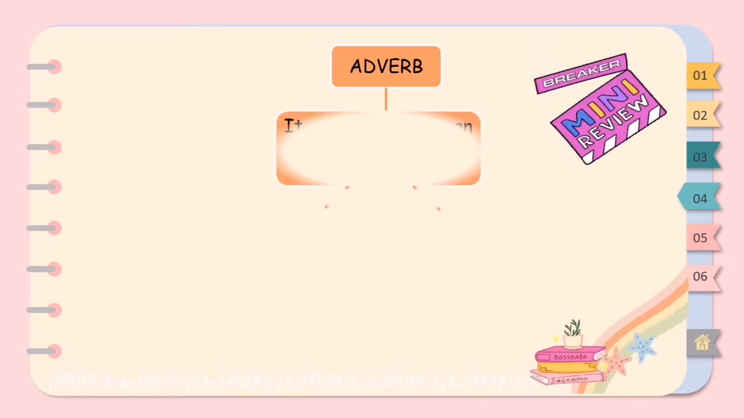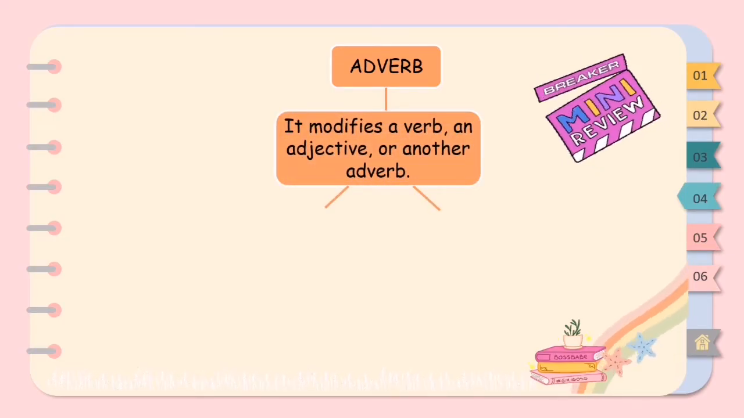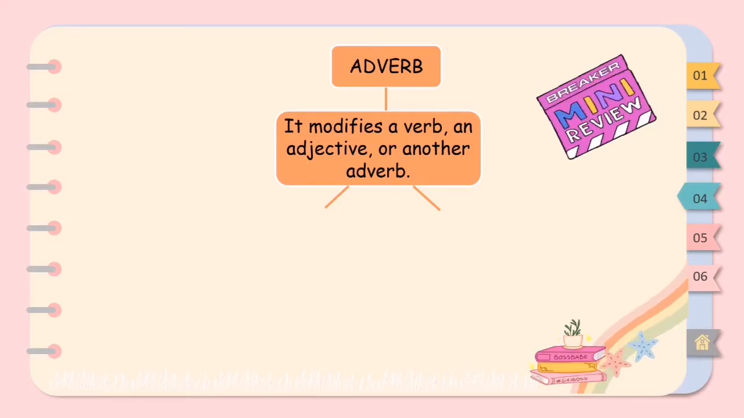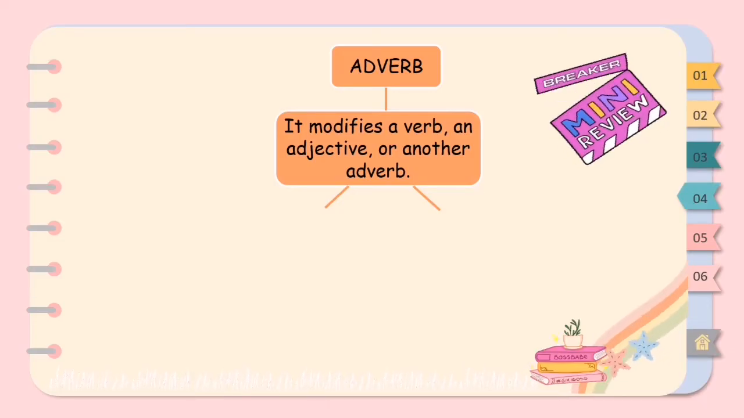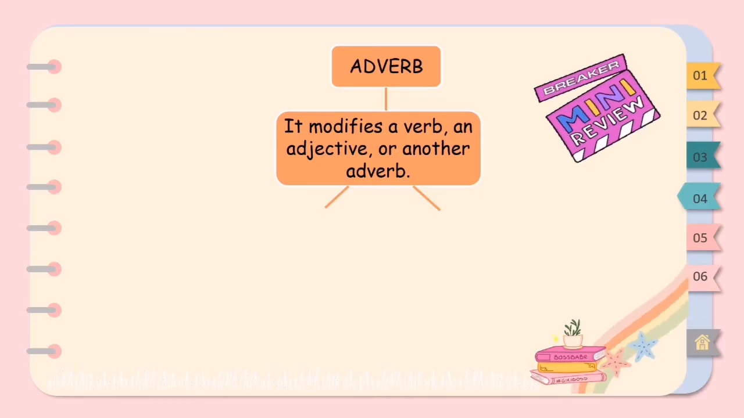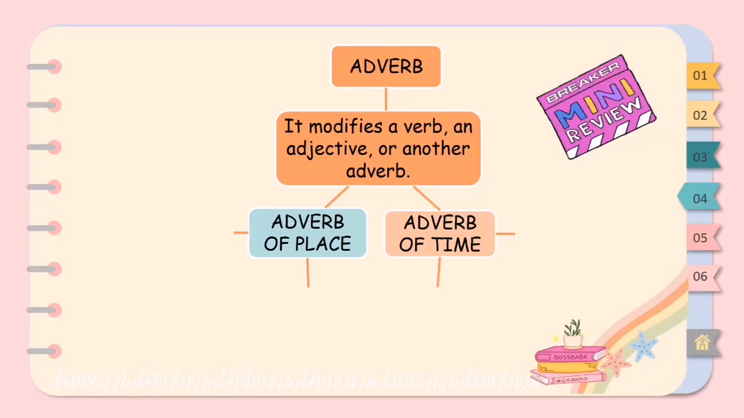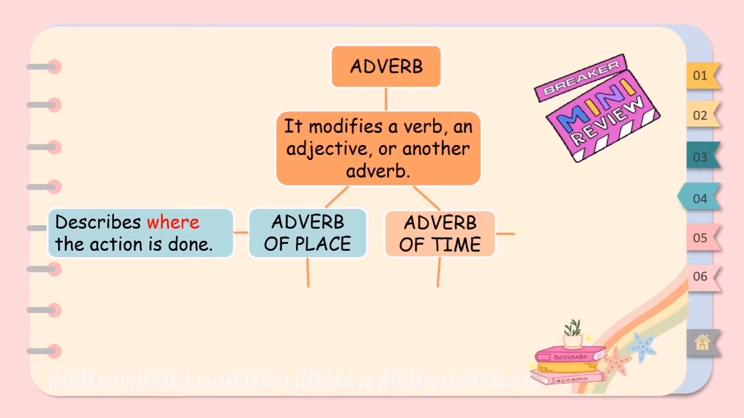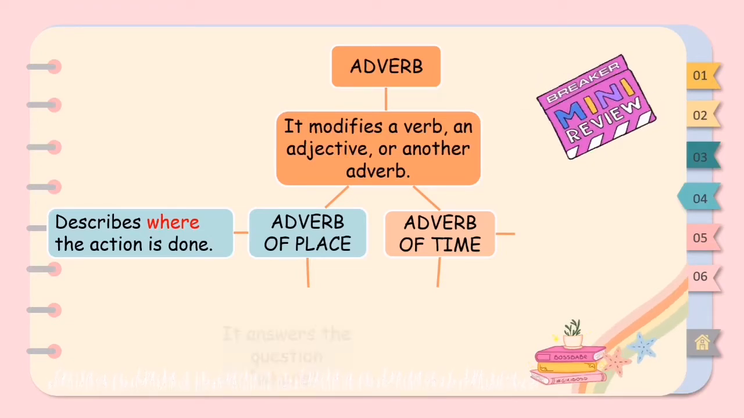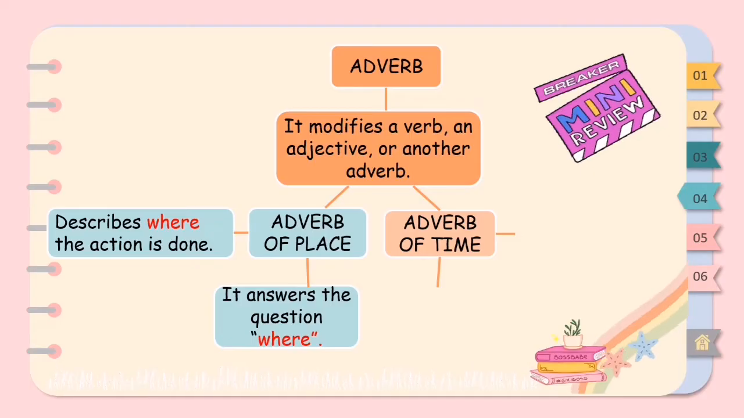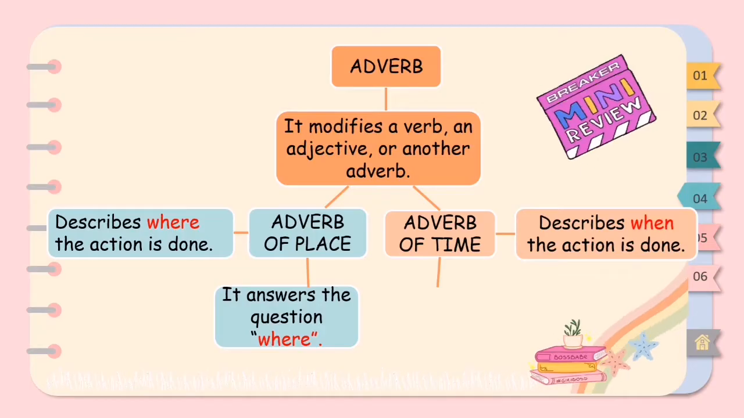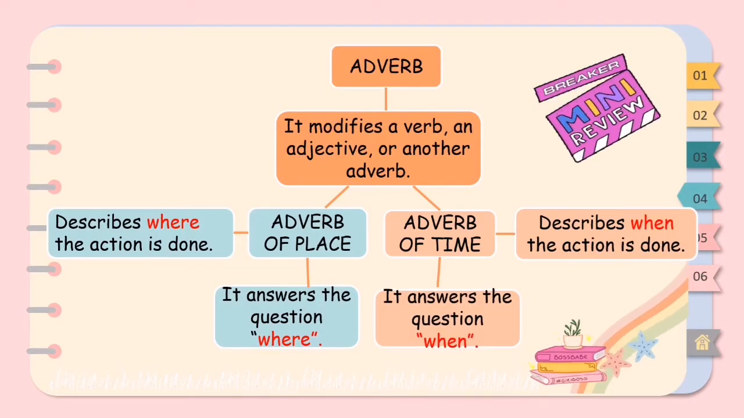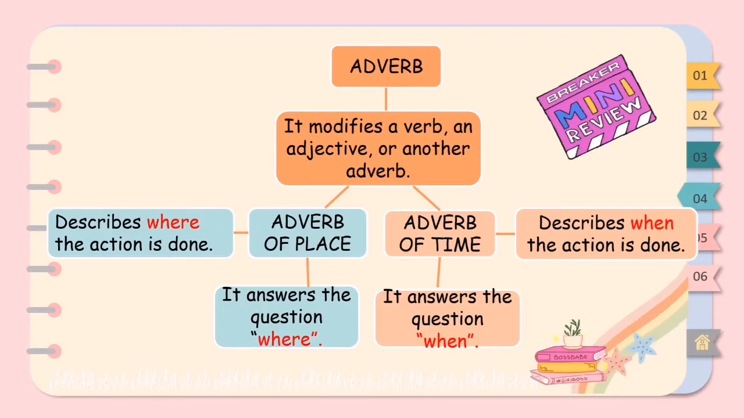When we say adverb, it modifies a verb, an adjective, or another adverb. And we already discussed the two types of adverb. These are the adverb of place and adverb of time. When we say adverb of place, it describes where the action is done. So it answers the question where. And for the adverb of time, it describes when the action is done. And it answers the question when. So these are the first two types of adverb.